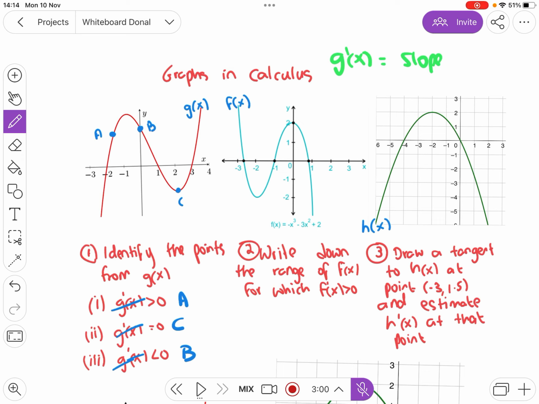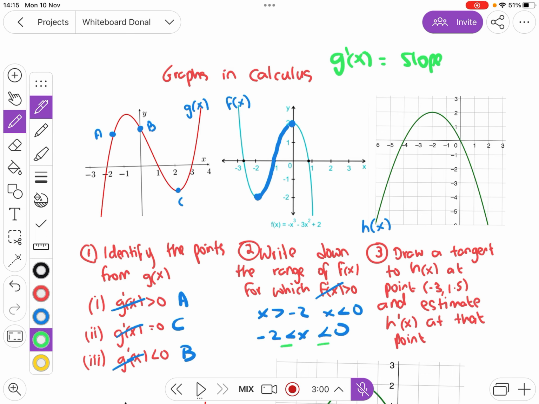Our second question then says write down the range of values of x for which f dash x, again my slope, is greater than 0. So I'm now looking at our second graph, because that's the f of x graph, and I'm looking for where the slope is greater than 0. So where is the slope increasing? It's increasing between these 2 points here. So I can see when x is greater than -2 and when x is less than 0. Now, because that's one answer, I'm going to need to flip this around, put my x in the middle, and put my less than 0. You will find with these that these two symbols are always the same when you're talking about a range.